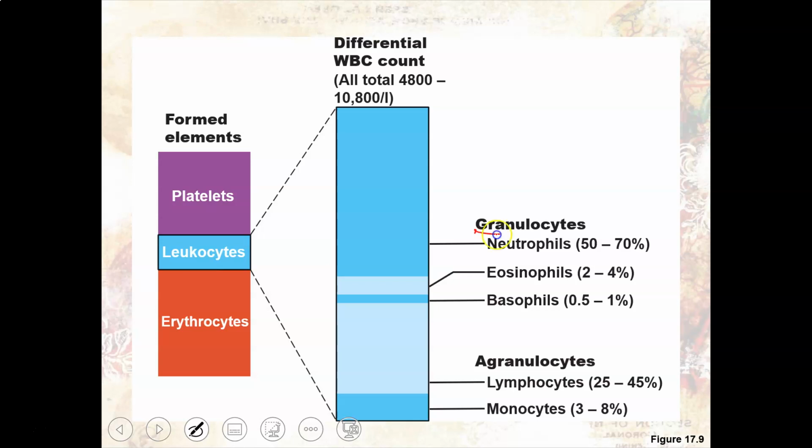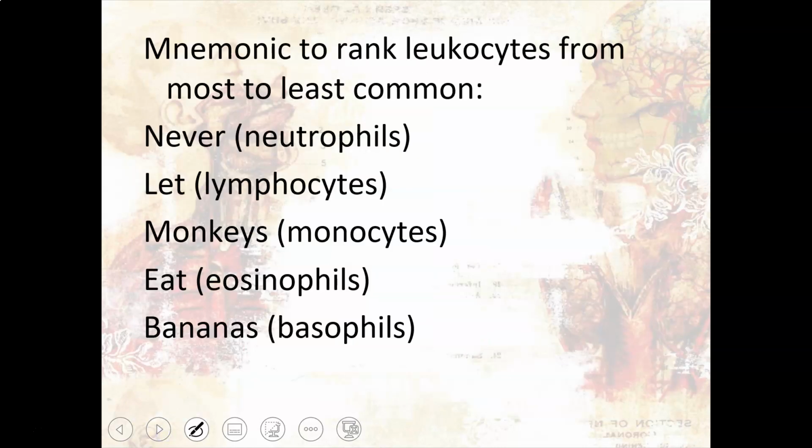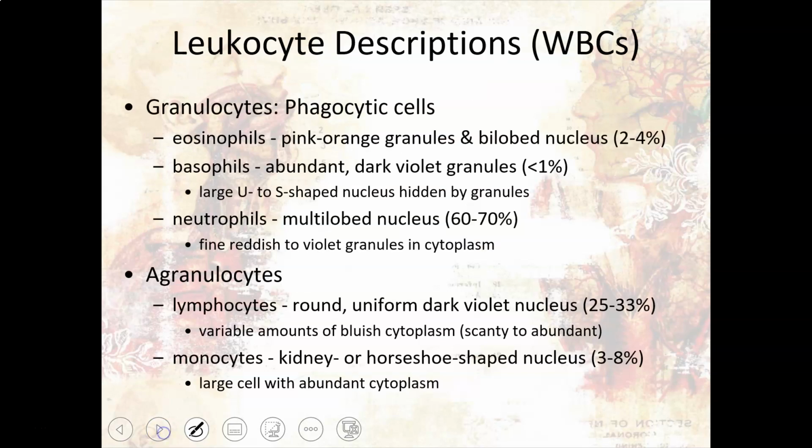Now we have two major groups of white blood cells, the granulocytes and the agranulocytes. The granulocytes are named for dark staining granules in the cell. Agranulocytes don't have that. Here's a nice little mnemonic to remember the white blood cells from most to least common. Never let monkeys eat bananas. It's not advice. You should give the monkey the banana. But it is a nice little mnemonic to remember this ranking. Neutrophils, lymphocytes, monocytes, eosinophils, basophils. Neutrophils are the most common. Basophils are the least common.